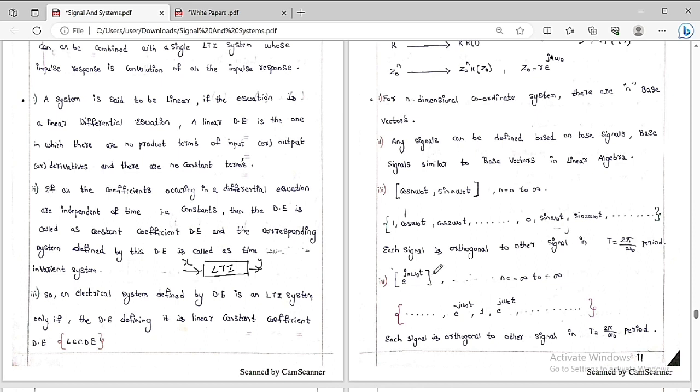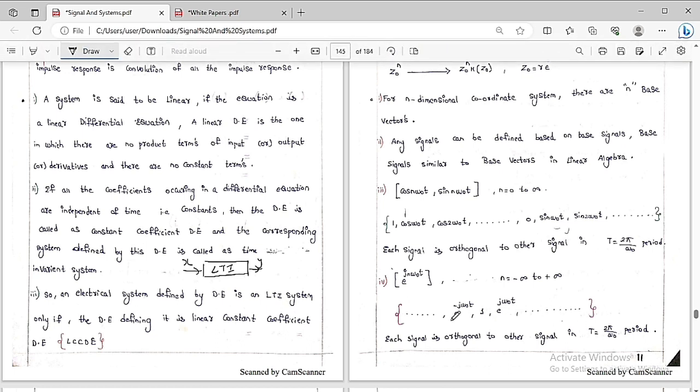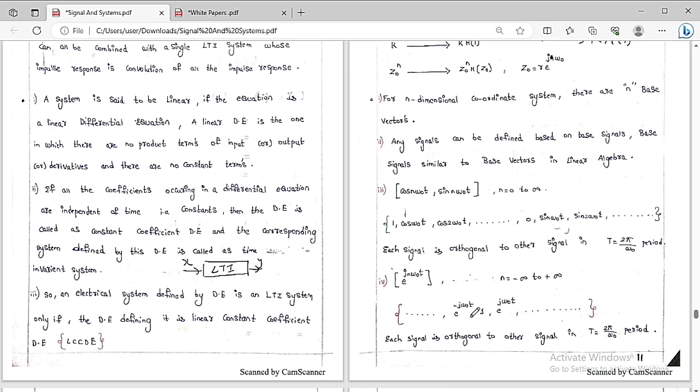Similarly, e to the power of j n omega naught t, if you substitute all the values of n from -infinity to +infinity, we are going to get all these signals. So here also, each signal is orthogonal to the other signal with time period T equal to pi by omega naught. With the help of this concept, we are going to write the trigonometric Fourier series, and with the help of this concept we are going to write the exponential Fourier series. So this point always you have to keep in your mind.